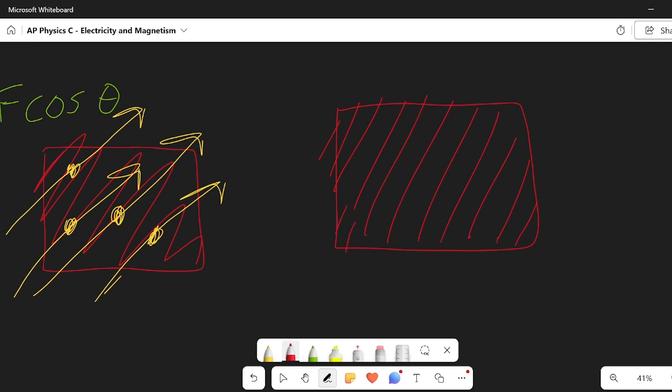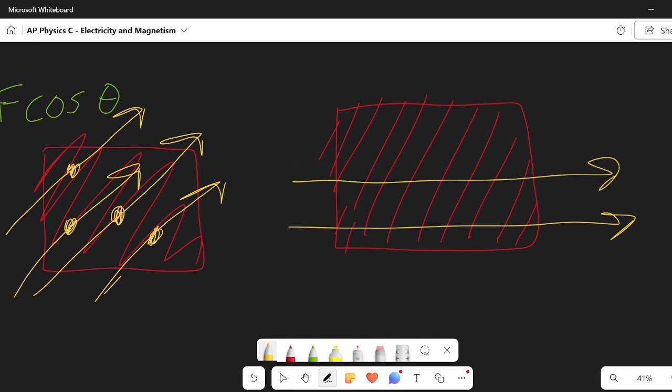Right? Where the bullets are just shooting like this. So in this case, it's just completely parallel, and there are no bullets getting pierced through this surface.